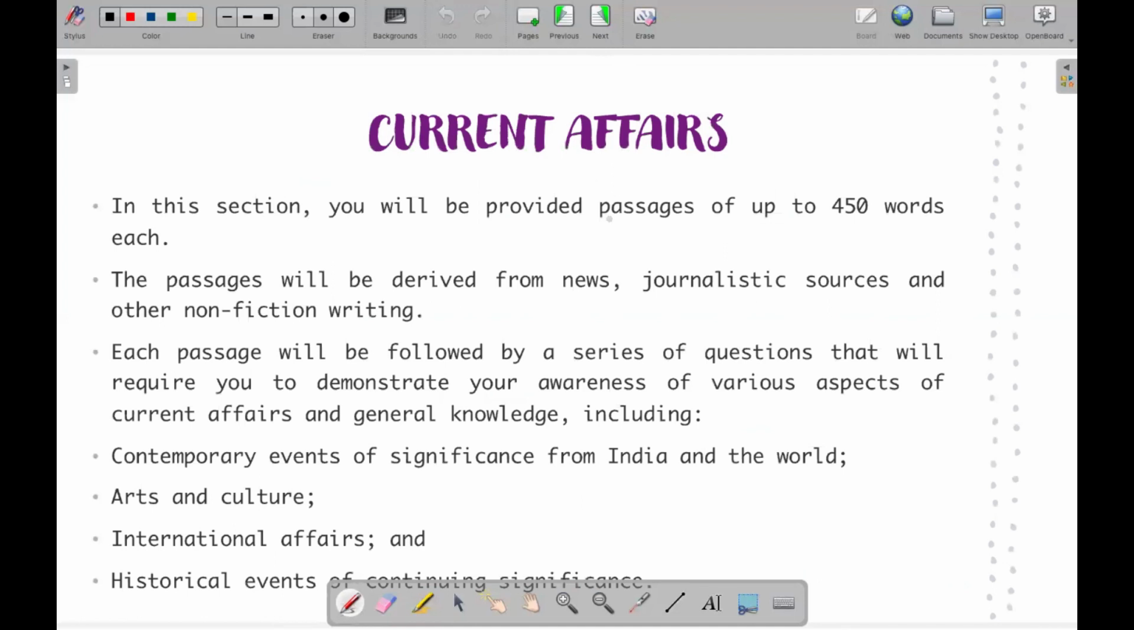Now, the next section is current affairs. Here again, in CLAT, they will give you passages on current affairs as well. But to be honest, in most cases, you don't really need the passage because it's current affairs, it's GK. So if you know the answer, you don't really need to spend any time reading the passage. You can save that time and you can directly answer the question.